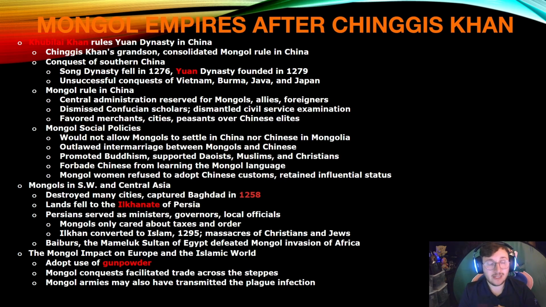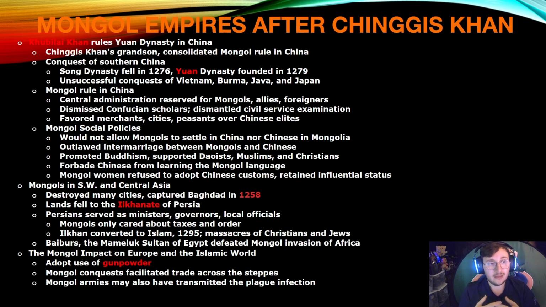Now, Mongols in Southwest and Central Asia, this is going to be the Middle East. They're going to destroy many cities in Persia and along the Middle East, and they're going to capture Baghdad in 1258. And the lands fell to the Ilkhanate of Persia, which is the Mongol Empire in Persia. But they're going to allow Persians to serve as ministers, governors, and local officials. Mongols only cared about taxes and wealth and making sure that nobody resisted them, so they care about order and laws.